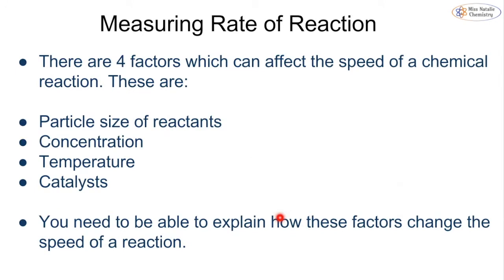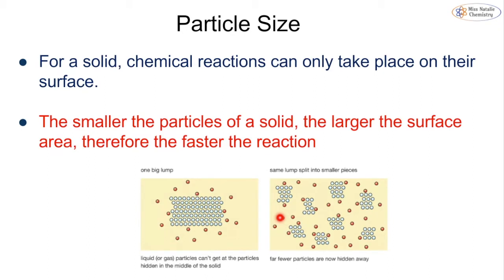So there are 4 factors which can affect the speed of a chemical reaction, and we have to be able to describe the effects of all 4 of these. So we've got particle size, concentration, temperature, and catalysts. So let's start off with particle size.